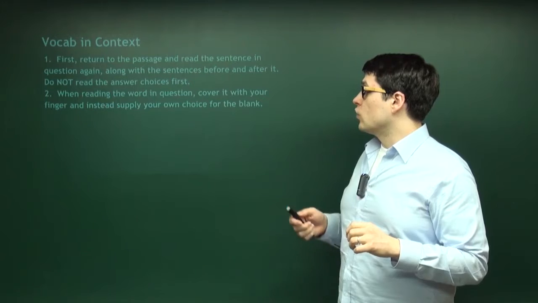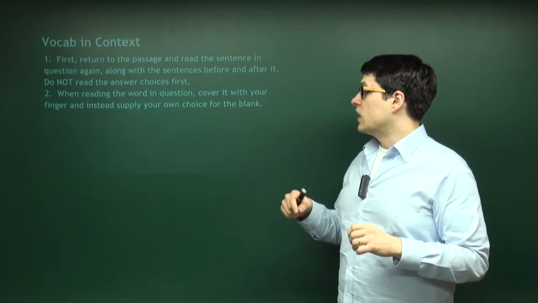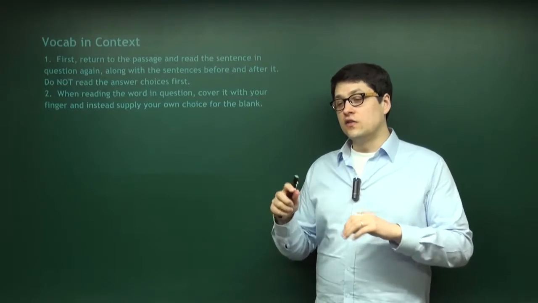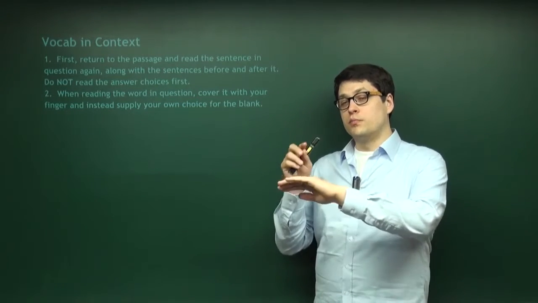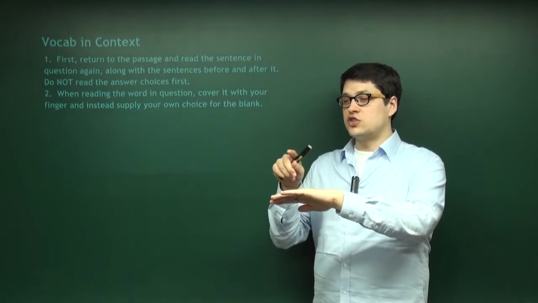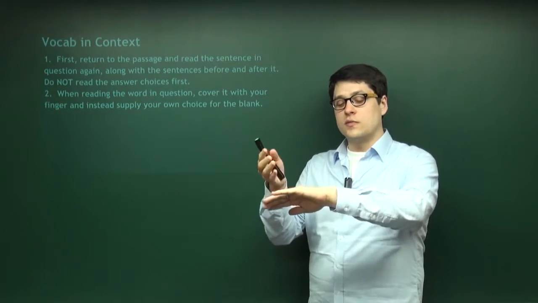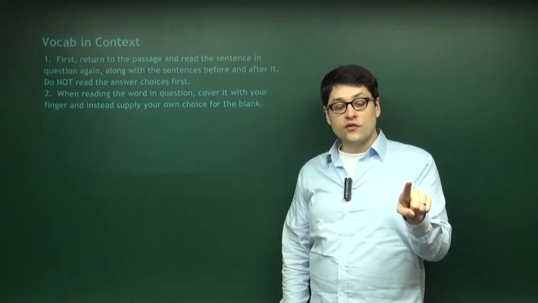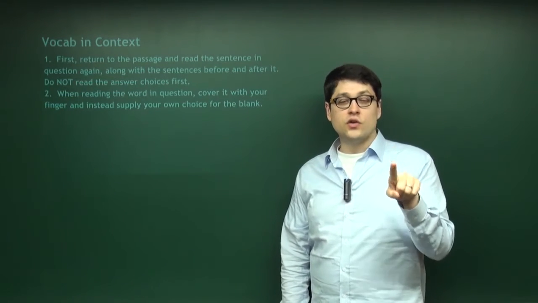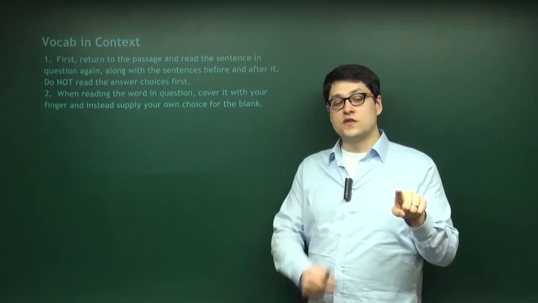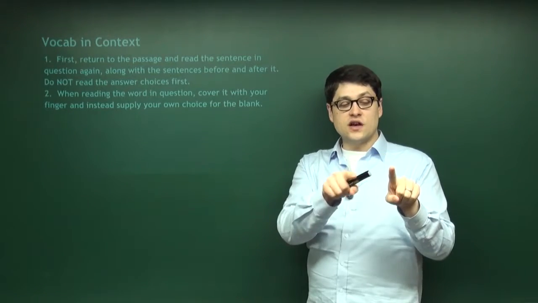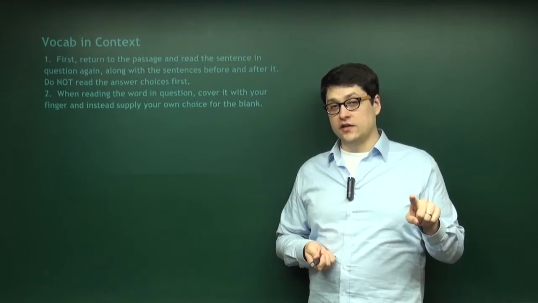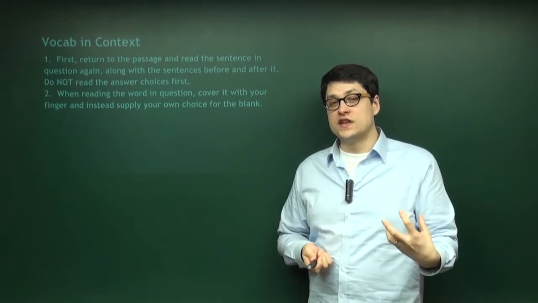Then when you read the word in the question, cover it with your finger and supply your own choice for the blank. So read the question: in line 4, the word blank most nearly means, say it's cherry. The word cherry most literally means... you go back to the passage and literally cover the word up with your finger. Don't read the word as you read the sentence. Read the sentence before it, the sentence itself, and the sentence after, and supply your own word for the blank, the one that most naturally fits as you read it.